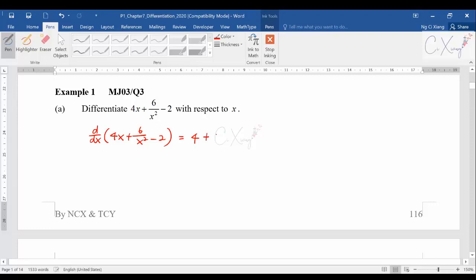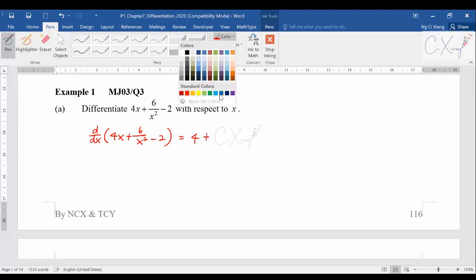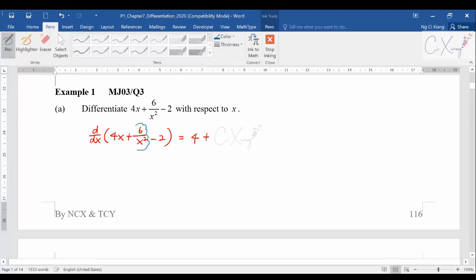Alright, so differentiate 6 over x power 2. Again, in your mind, you should know that it is actually 6x power negative 2. So when you do this differentiation, you should have 6 and then negative 2, x power negative 3. And differentiate negative 2, you get a 0. So eventually, when you try to simplify everything, you should have 4 minus 12 over x power 3.